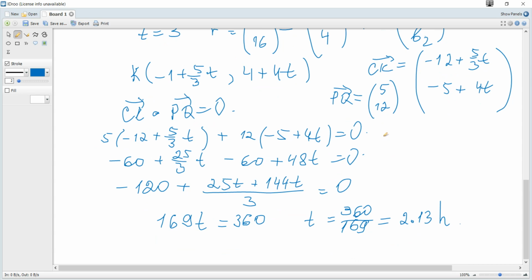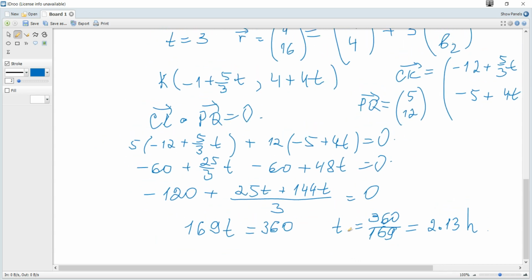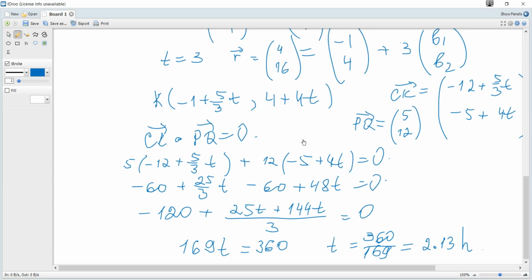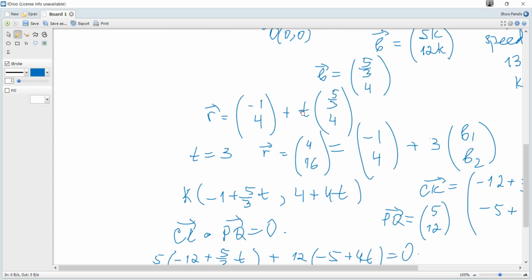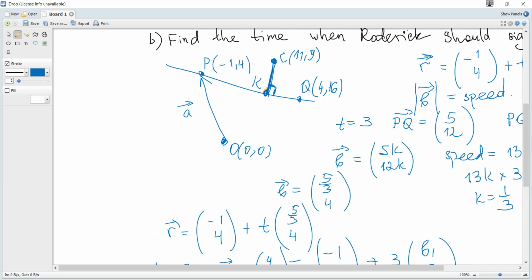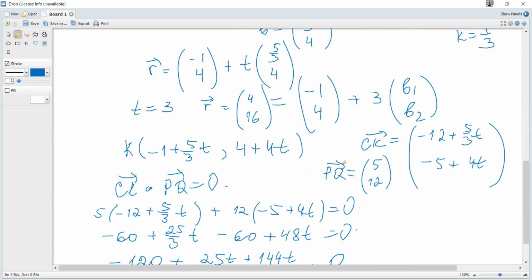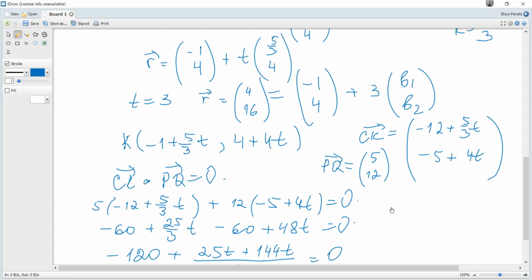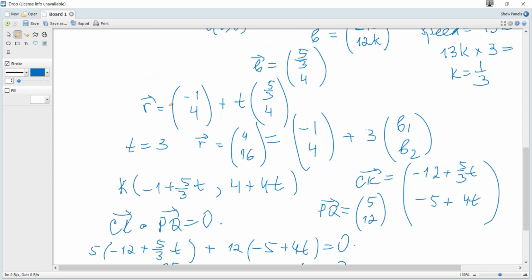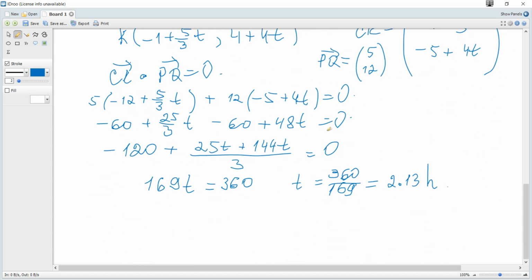Or another way to find the required value of t. If it is needed to find coordinates or position vector of this point K, we just substitute the obtained value of t into the equation for the position vector, and we can find coordinates of the point as required, but it's not needed here.